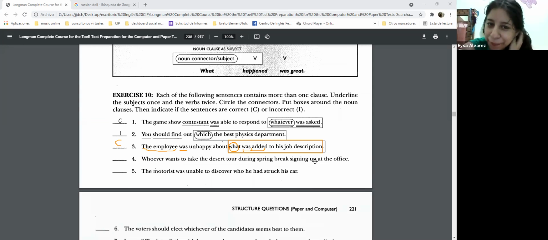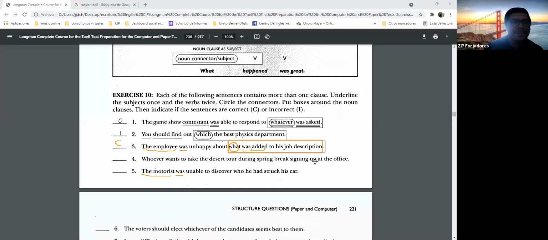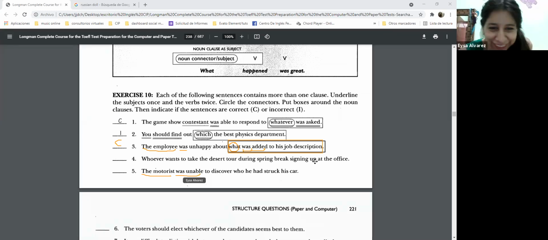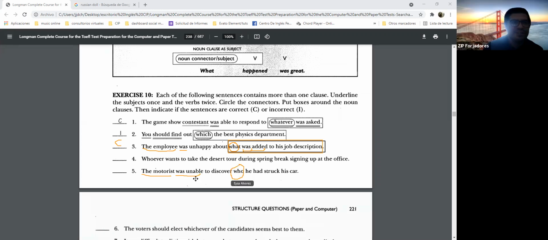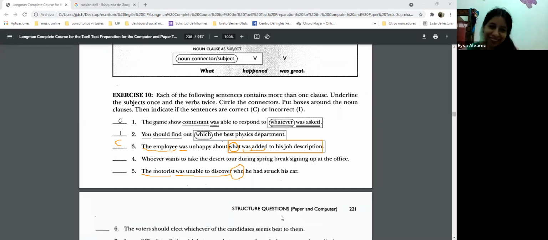Okay, great. Next one we have the motorist, subject. The action is was unable. Was unable, I think, to discover who is the. If you use was unable, it would be a modal, so it's going to be was unable to discover. Very good. Who is the noun clause connector and subject.